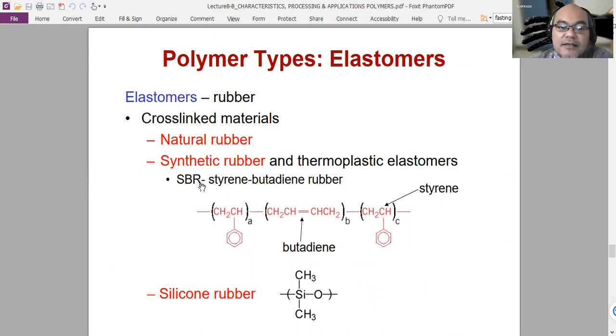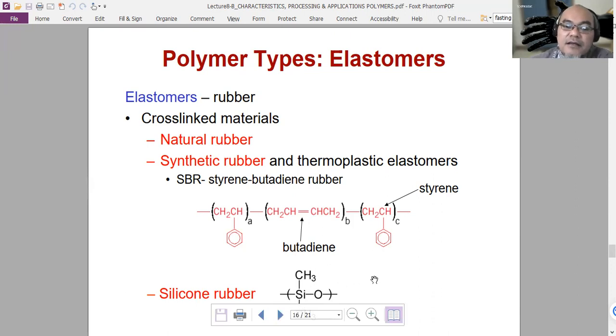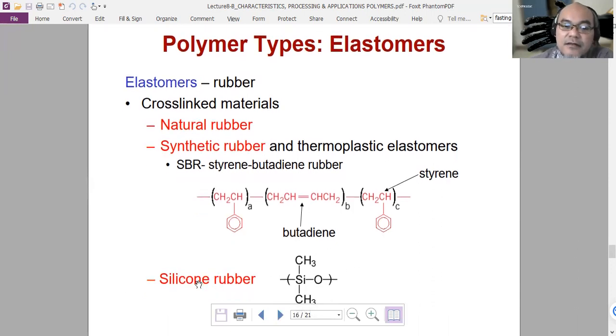Synthetic rubber like SBR, styrene butadiene rubber, contains butadiene group as well as styrene group, and then makes a long chain. Silicone rubber, this is also quite familiar for breast implants as well as for many other biomedical devices. It has a silicon atom in its monomer connected to two methyl functional groups and oxygen.